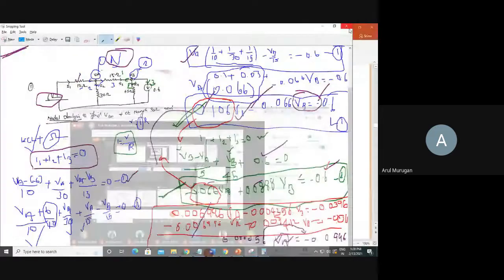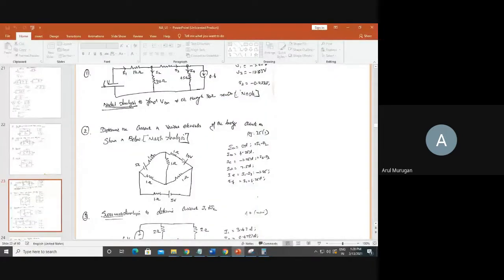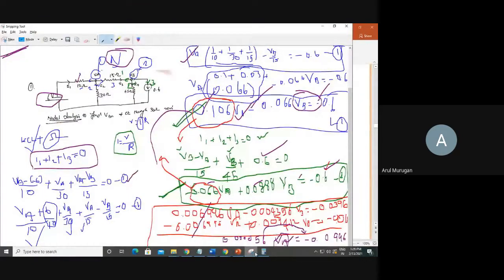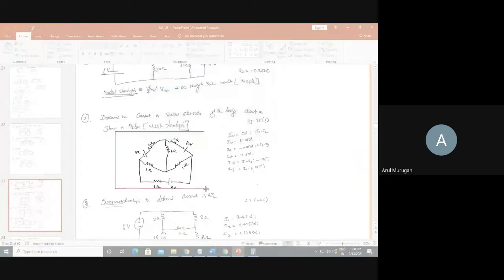Okay, mesh analysis. I will go ahead with mesh analysis. See this, it is very interesting. So many sources are there and they are giving a complicated circuit. Take it.